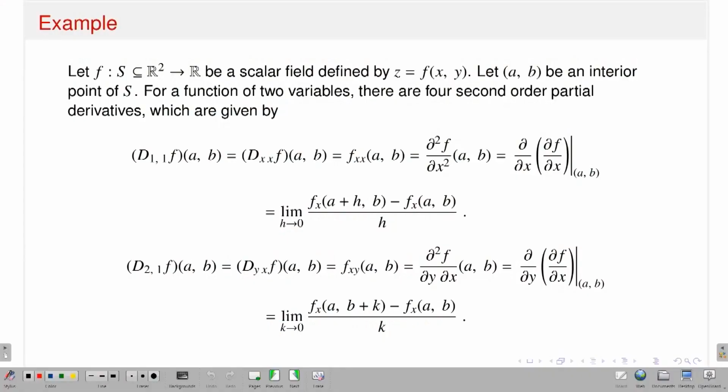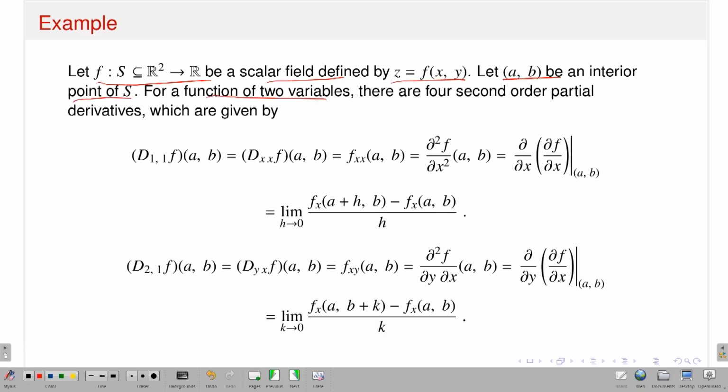Look, I have given an example, again just to have the notation and give the proper meaning of the notations. I am talking about a very special case here. Let f be a function from a set A, a subset of R2, to R, a scalar field, defined by f of x y is equal to z. Let A be an interior point of S.